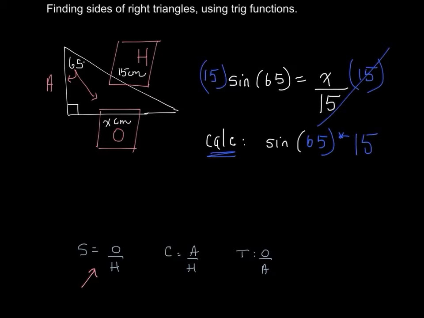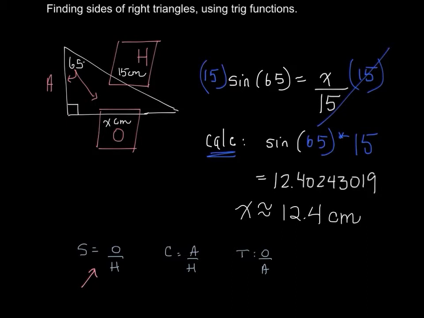My answer on my calculator is 12.4024319, and that means we're going to say that x is equal to approximately, not exactly, because we are going to round to three significant figures, to 12.4. And make sure we bring in our units, right? Because this is a problem where we have units.